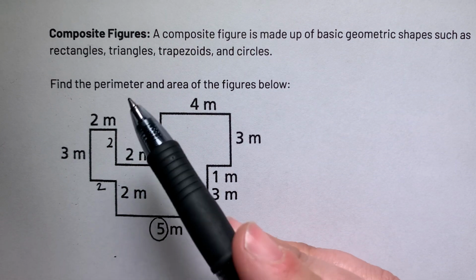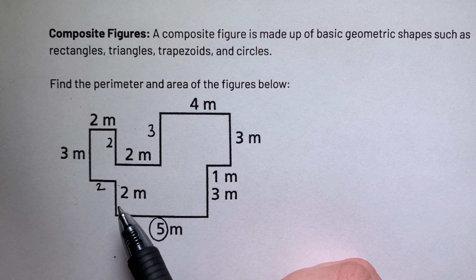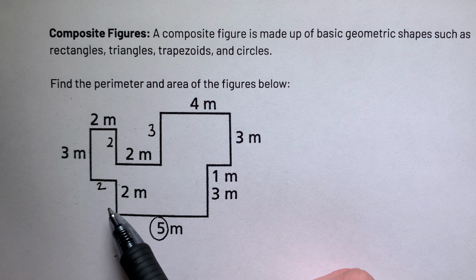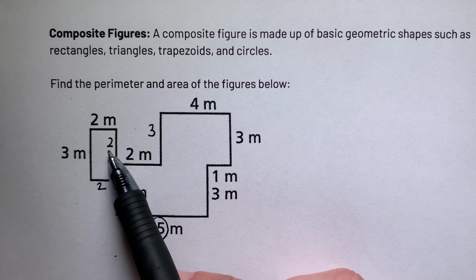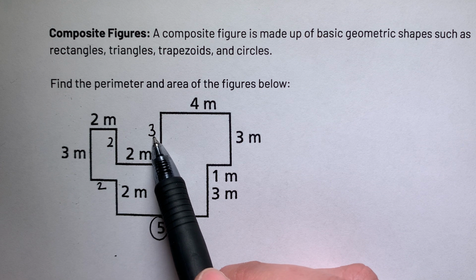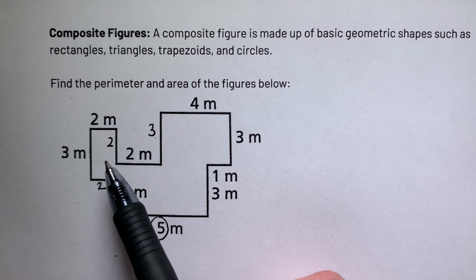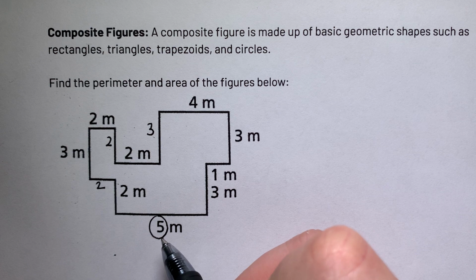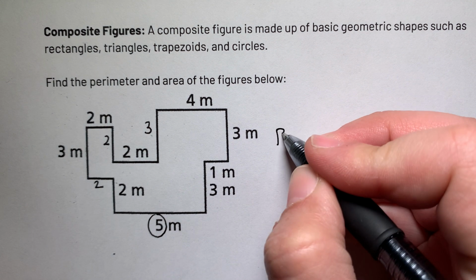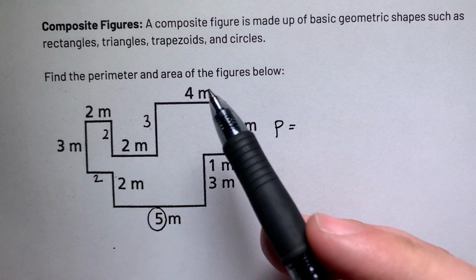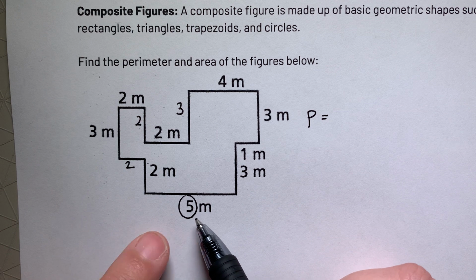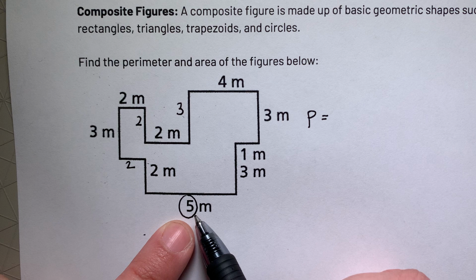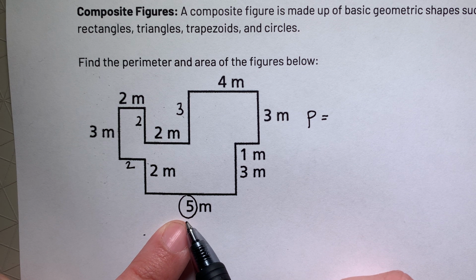The first thing I like to do is fill in any side lengths that are missing. So I noticed that this side length was missing, this guy right here, and I'm using the information in the diagram to help me fill that in. Now I'm gonna find the perimeter. This is tricky because I'm gonna have to add all of these together. So the little hack I like to use is to circle the number that I start with so that I don't re-add it at the end.